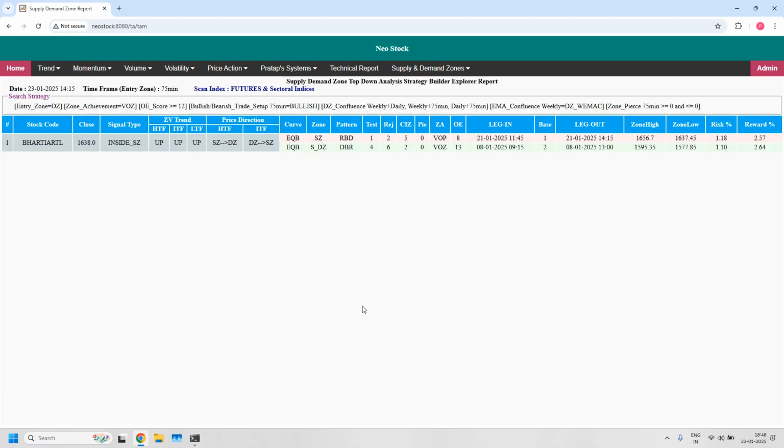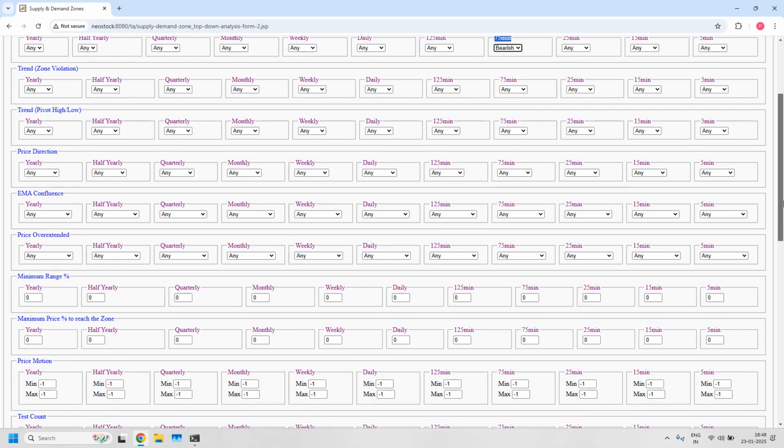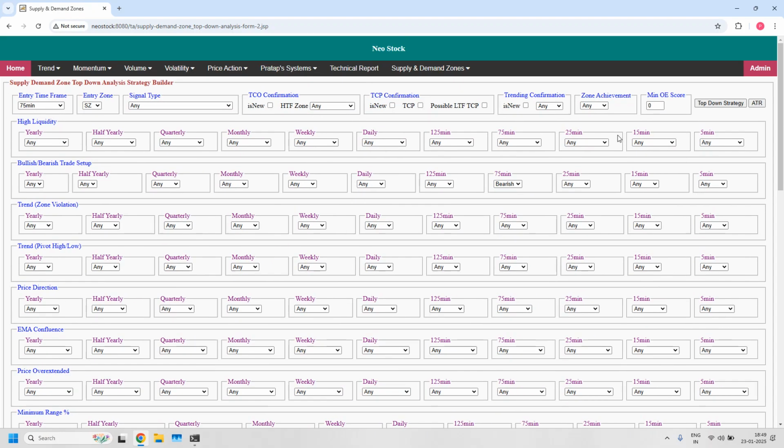Okay, this is about bullish trade setup weekly income trade. Next, bearish trade setup weekly income trade, entry time frame 75 minutes, entry zone, supply zone. In bullish or bearish trade setup, at entry time frame 75 minutes, I am selecting bearish, and this 75 minute supply zone should not be pierced. So in the pierced count parameter, at 75 minutes time frame, I am setting minimum value 0, maximum value 0. That means zone is not pierced. Zone achievement, violated opposing zone, minimum odd enhancer score 12. All 3 filters are applied to 75 minute supply zone.